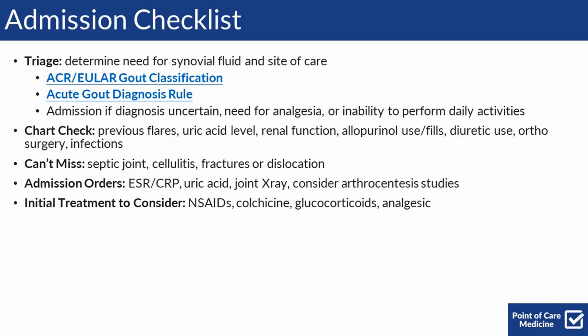For your admission orders, beyond basic labs, send an ESR and CRP, a uric acid, noting it might not be helpful in an acute flare, and consider imaging with joint x-rays, as well as arthrocentesis studies. The initial treatment you can consider includes NSAIDs, colchicine, glucocorticoids, and analgesia, which we'll talk about later.